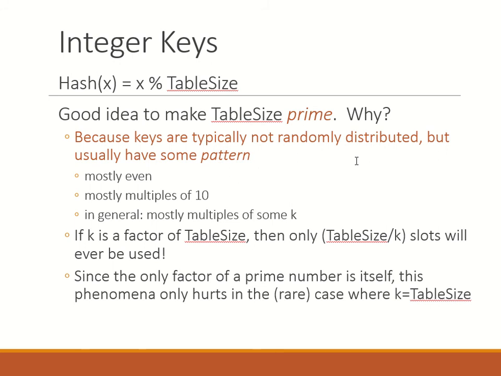Then, if k is a factor of the table size, then only table size divided by k slots will ever be used. So whatever table size you take, if k is a factor of the table size, then only table size divided by k slots will ever be used by that hash function. Since the only factor of a prime number is itself, this phenomenon only hurts in the case where k is equal to the table size. So that is about making the table size prime.